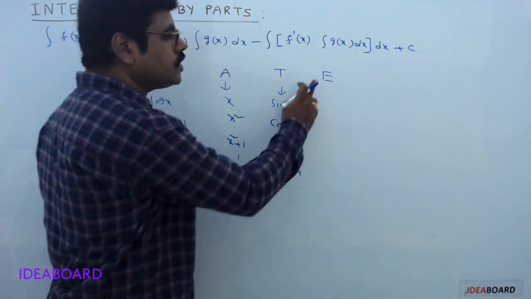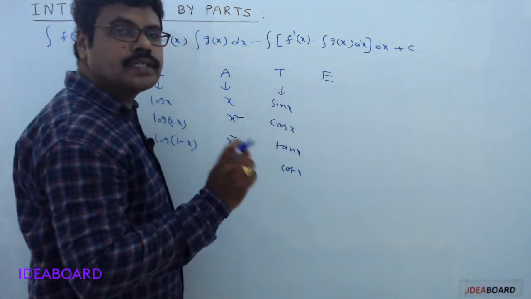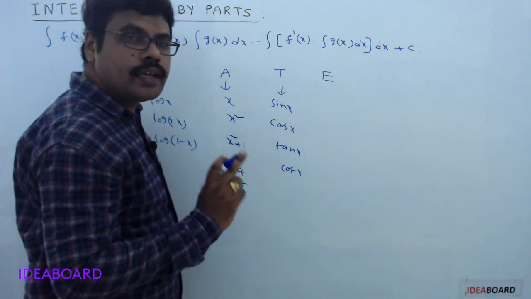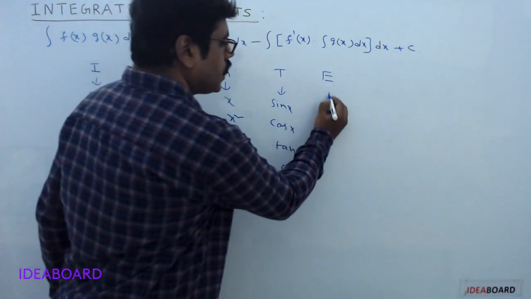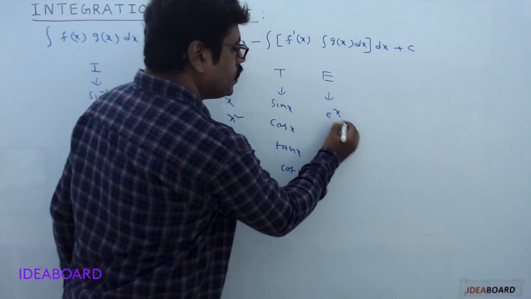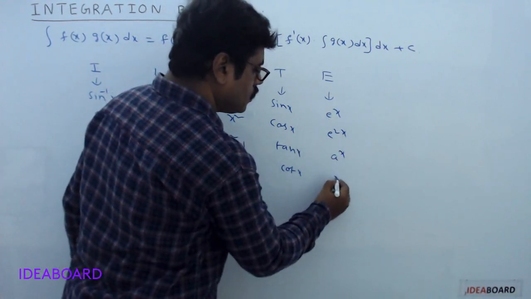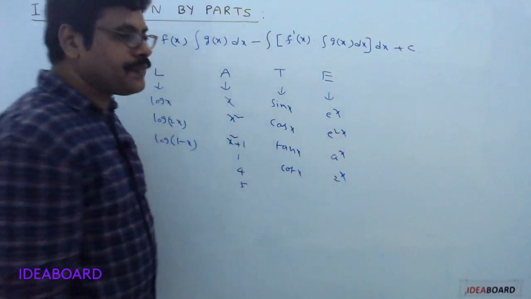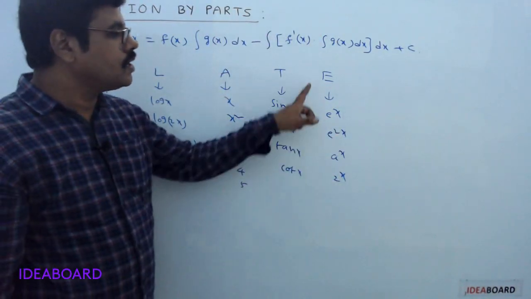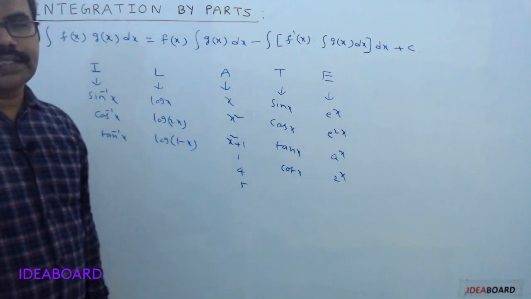Next, the letter E stands for exponential functions. What is that one? Exponential functions. Exponential functions means e power x, e power 2x, a power x, 2 power x, like that. All these functions come under the exponential functions.